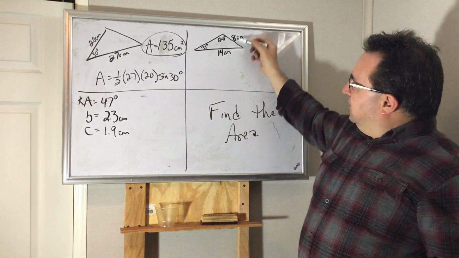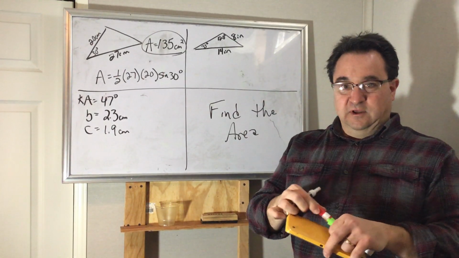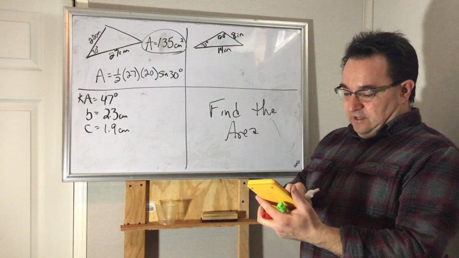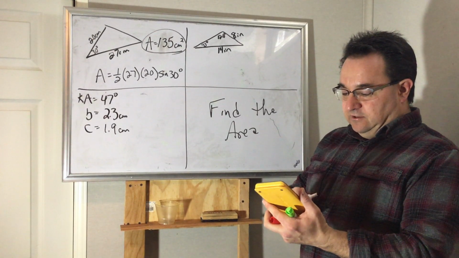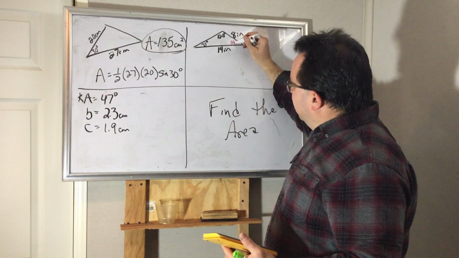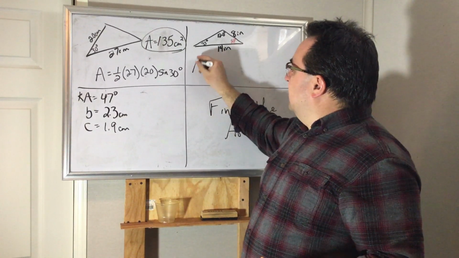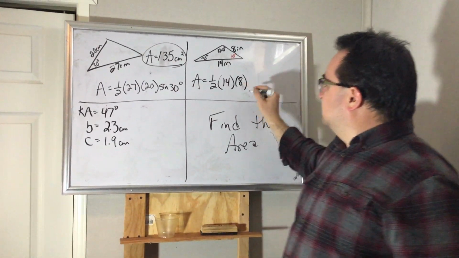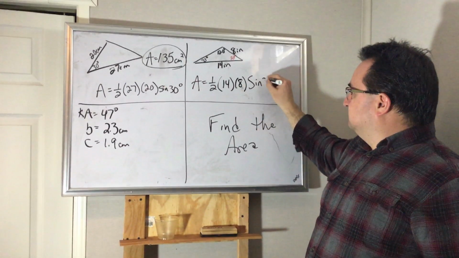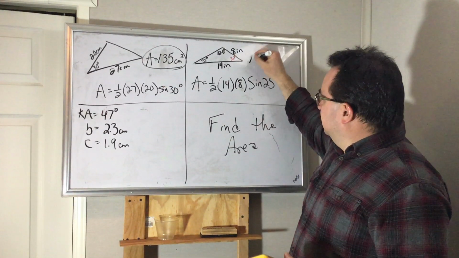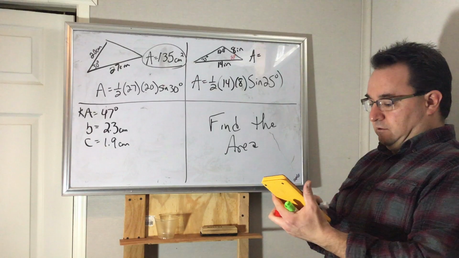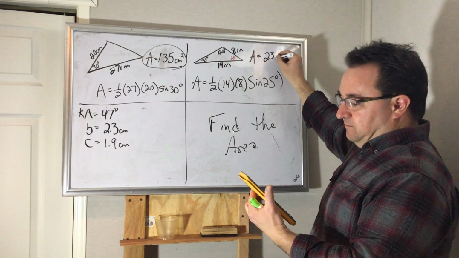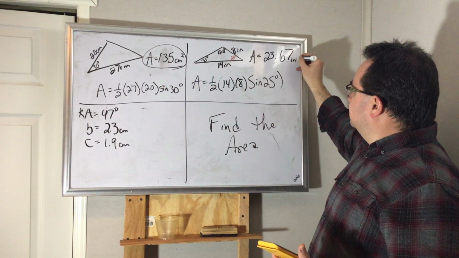Now in this one, notice how I don't know the angle in between. But geometry still applies. The angles have to add up to 180. So 180 minus 120 minus 35. So that's 25. And that was the only thing. So now we just got to punch in our numbers. 1/2 times the product of any two sides times the angle in between. And let's see. Area equals 1/2 times 14 times 8 times sine 25. And that's 23.67. And that would be square inches.